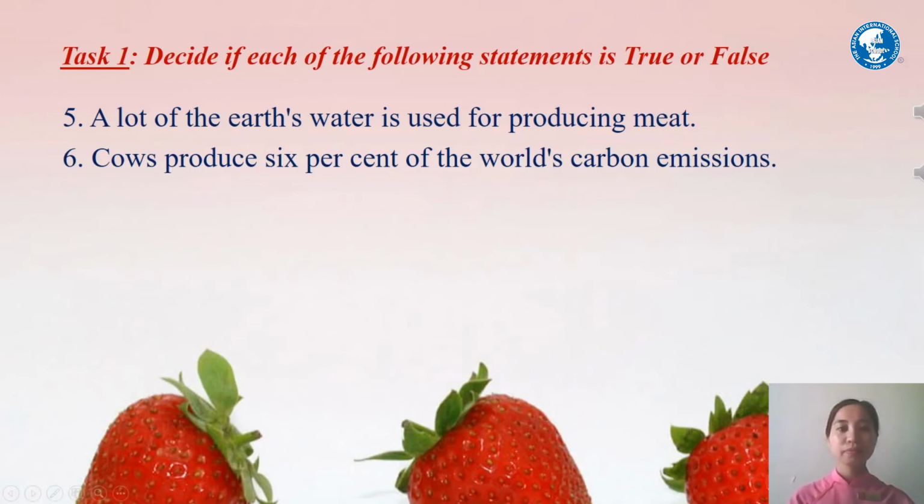In some places, forests are cleared to make space for animals and to grow their food. They also use a lot of water, and these ones in particular create a lot of carbon emissions.